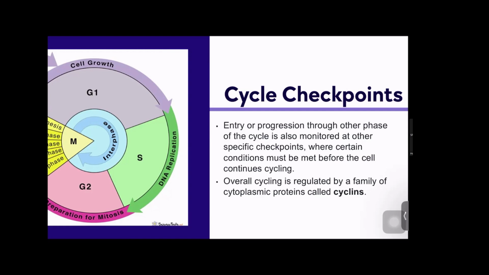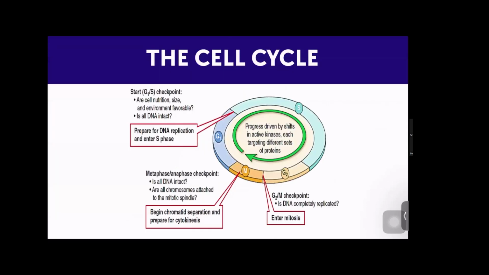In this illustration, we can see that each phase of the cell cycle has one or more checkpoints where the quality of specific cell activities is checked. So progression to the next phase of the cycle does not occur until all activities of the preceding phase are completed satisfactorily.